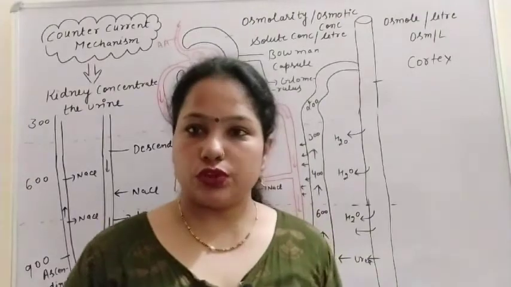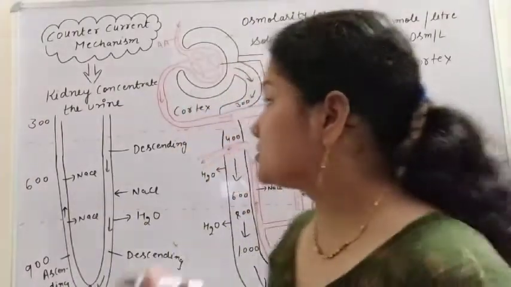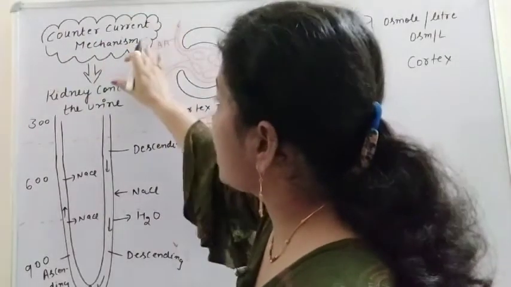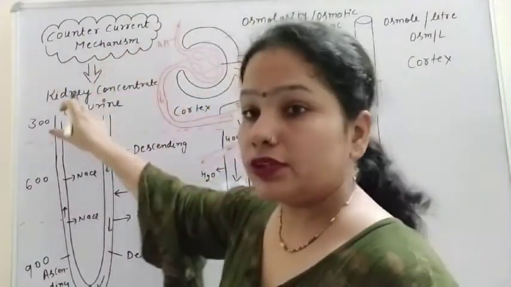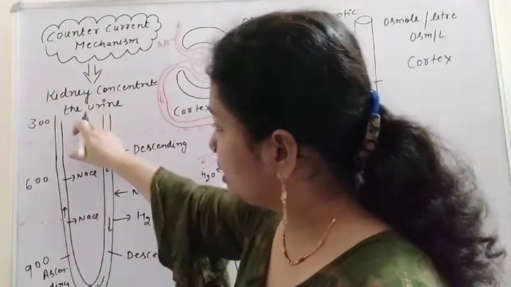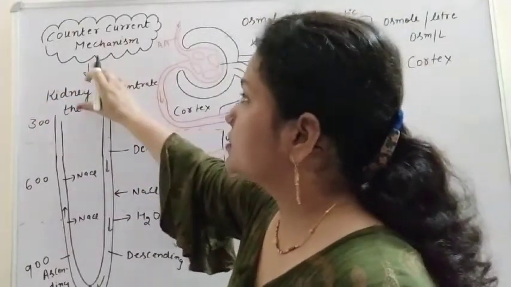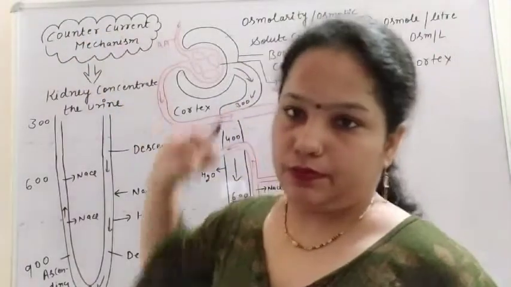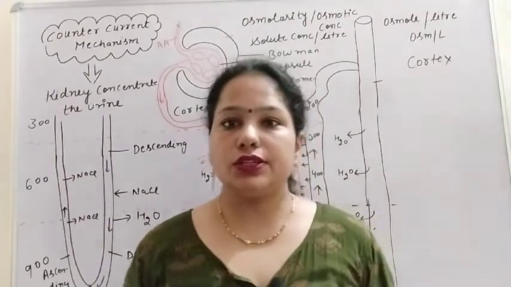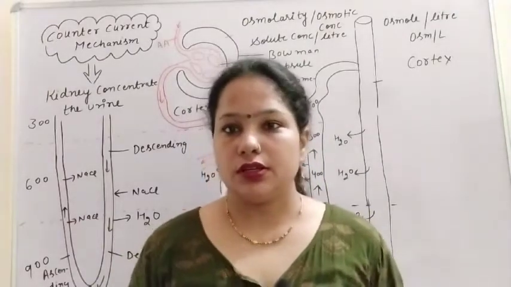So I think you understood the definition. Now let's write the definition. Counter current mechanism means a type of mechanism that occurs in the kidney which concentrates the urine. Now the question arises, why is there a need to concentrate the urine?